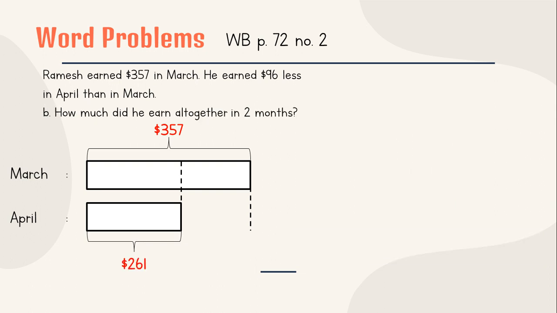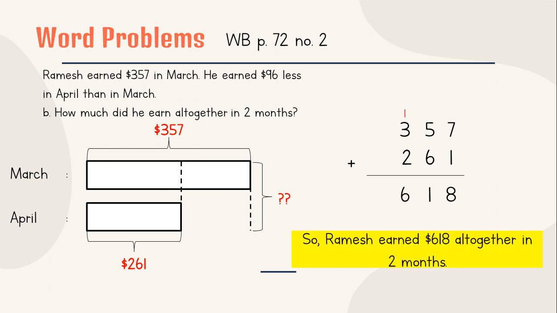Just ask me. B. How much did he earn altogether in 2 months, in April and in March? So now we know that March has 357 and April earned $261. Altogether equals how many? What are we going to do? Subtraction? No, but addition. 7 plus 1, 8, 1, and 6. So Ramesh earned $618 altogether in 2 months.